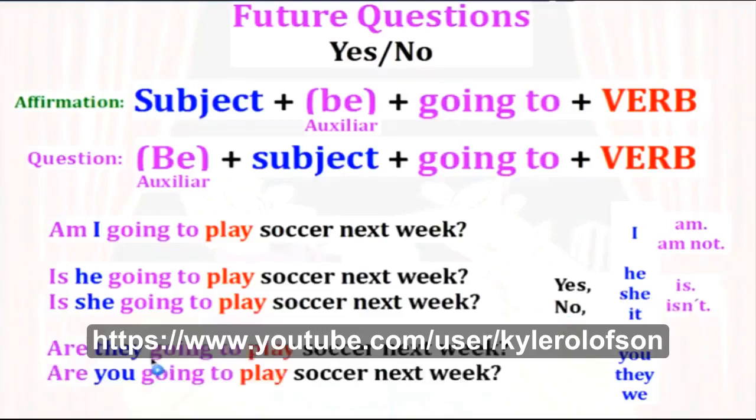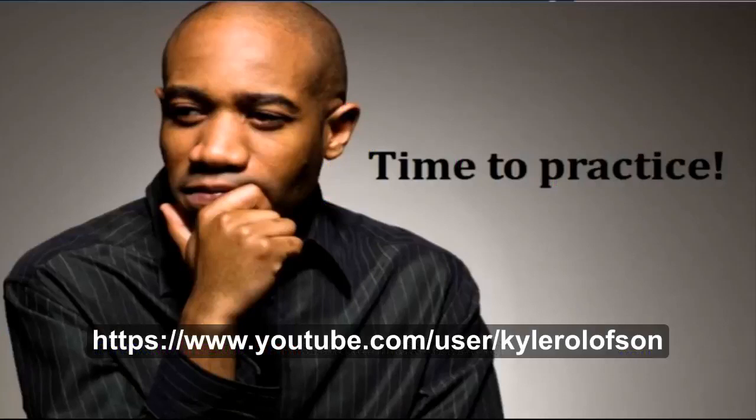Very good. For example, are they going to play soccer next week? Yes, they are. Or no, they aren't. Are you going to play soccer next week? A normal answer is, yes, I am. Or no, I am not. Very good. Okay, now it's time to practice.